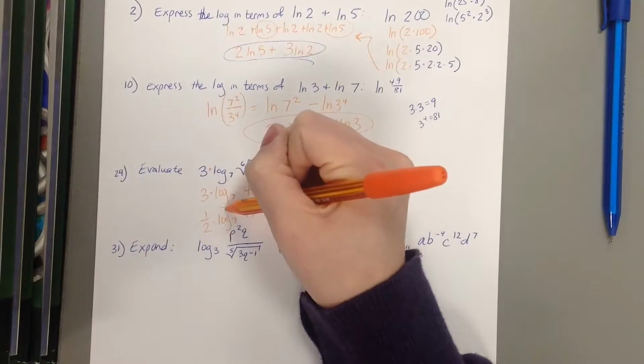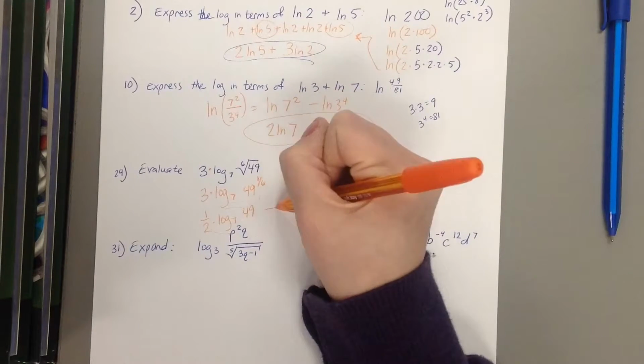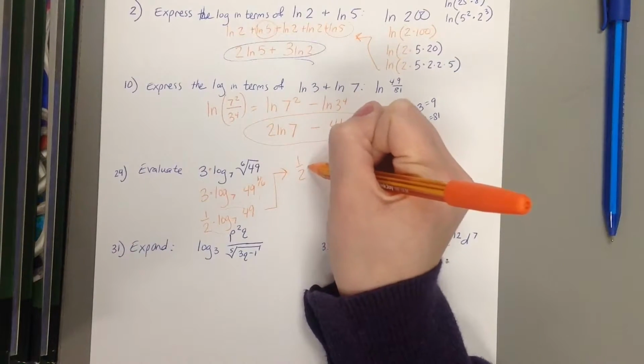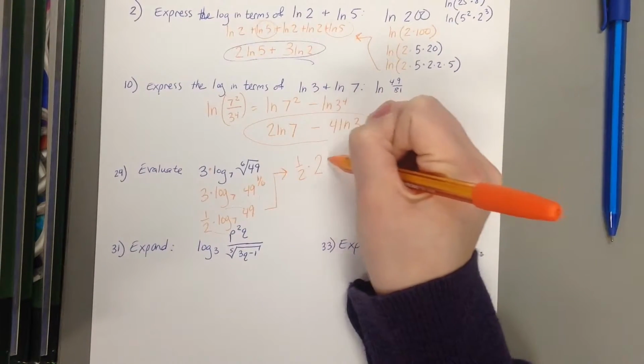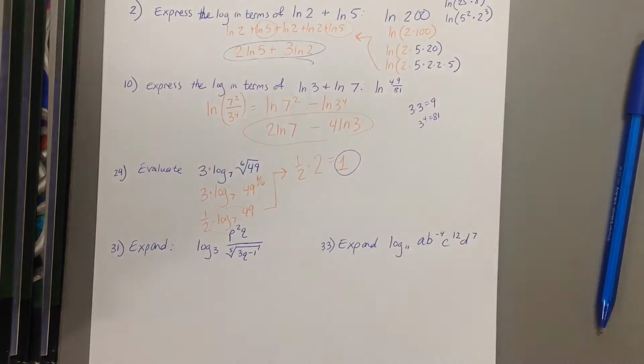And this part I can do in my head. 7 to some power gives me 49. Well, I know that answer is 2. So I have that 1/2 times 2 gives me my final answer of 1. There we go for number 24.